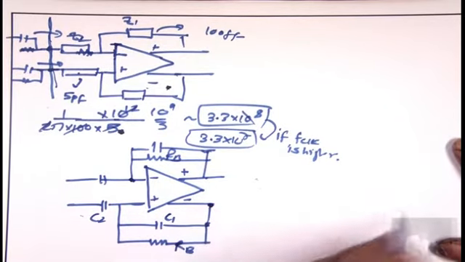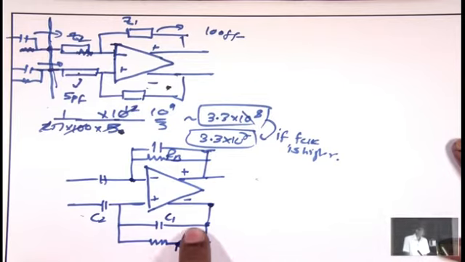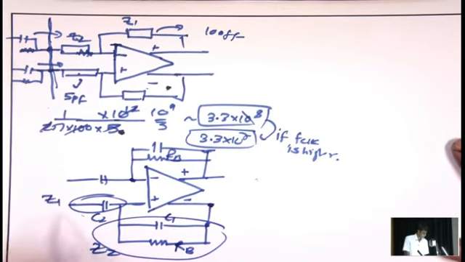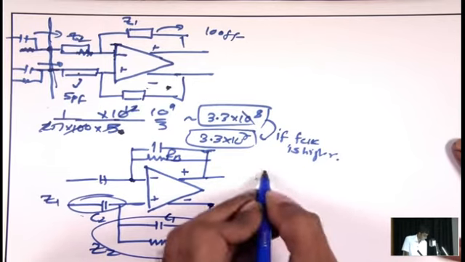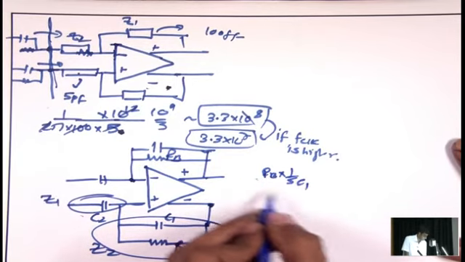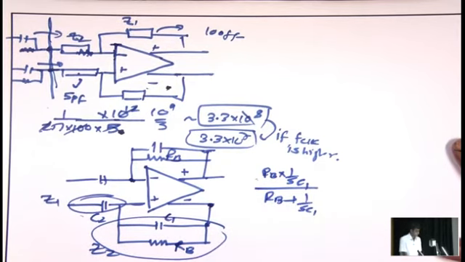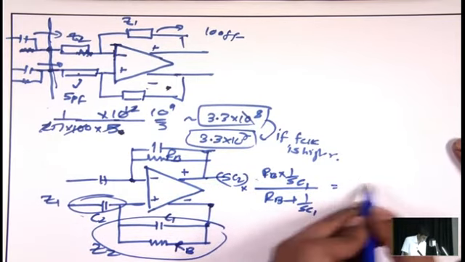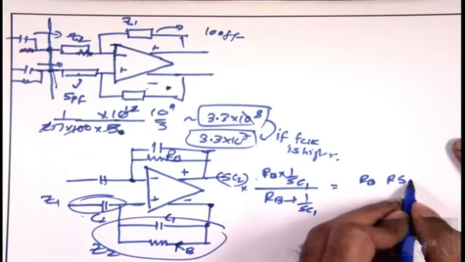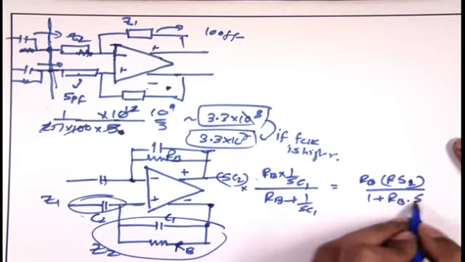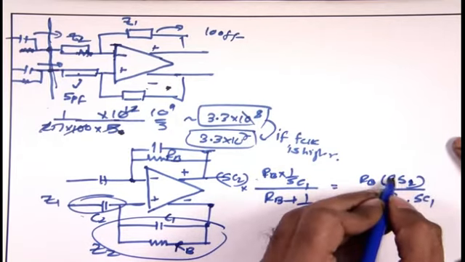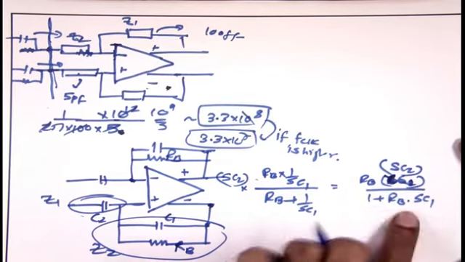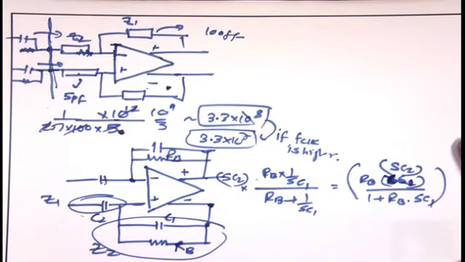So here we have some Z over here. The overall transfer function is again going to be Z2 upon Z1, where Z2 is this, Z1 is this. We can write down Z2 as RB times 1 upon SC1, upon RB plus 1 upon SC1, and Z1 is just 1 upon SC2. Once again, we have RB times SC2, upon 1 plus RB SC1. So this is the overall transfer function we are getting now in presence of this RB.